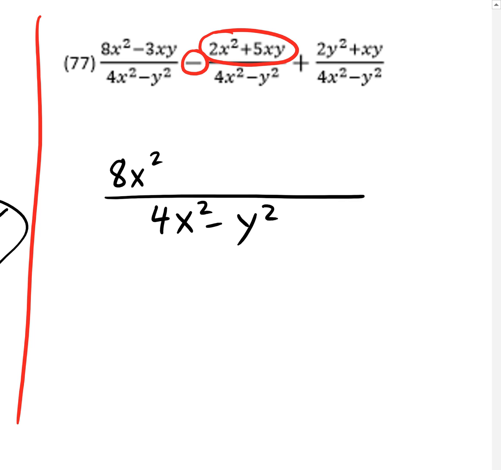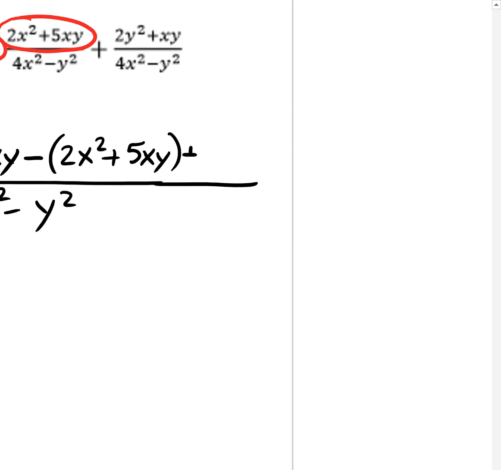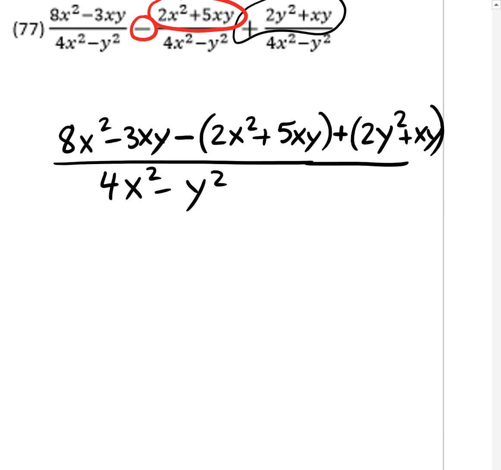So the first numerator was this, and I'm subtracting the second numerator, but since it has multiple terms, I'm going to have to put it in parentheses, because that minus sign was meant for both of these terms, not just the first one. And you don't have to, but just to be safe, I'm going to do the same thing for the third fraction. There's a plus, and then the entire last numerator. There we go. So, that 8x squared minus 3xy.